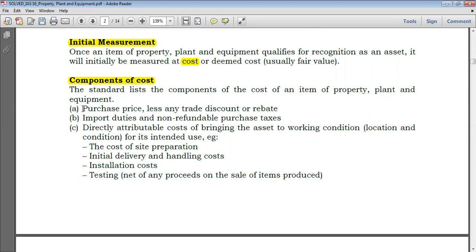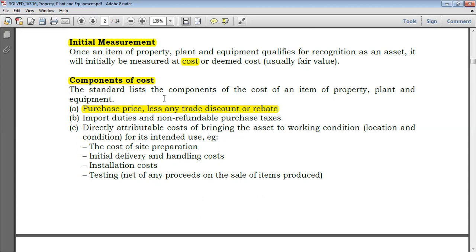First of all, you purchase something. So first of all, we have purchase price, less trade discounts or rebates. This is the first point. You go to the shop, the list price is, let's say, $30 million. But you are told that if you buy a lot of products, you'll have a discount of 20%. So if you less it from $30 million, you remain with $24 million.